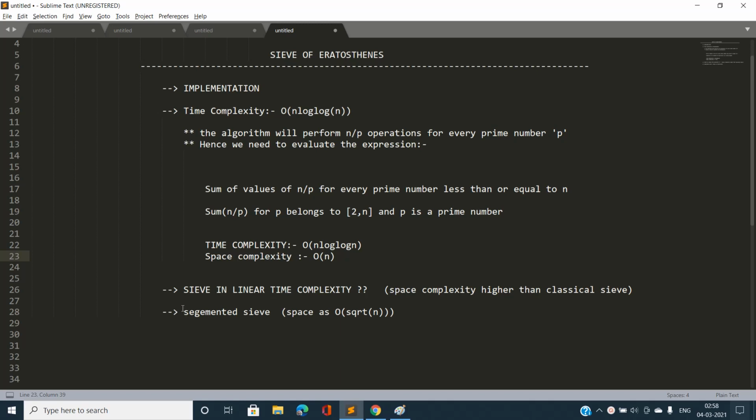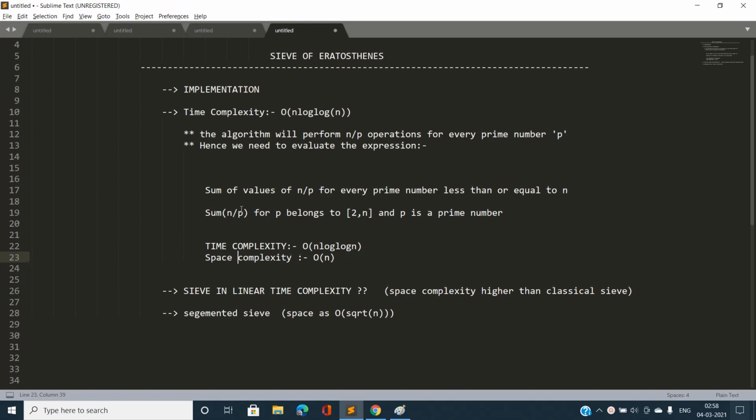We can also find the prime numbers using segmented sieve. That is going to work for very large ranges, because I am going to store the memory as O of square root of n, so this will also be memory efficient. So no need to worry. Now you can focus on the classical sieve algorithm and generate all the prime numbers in the range 1 to n, and I am going to discuss in later videos how we can find the prime numbers using segmented sieve and sieve in linear time complexity.